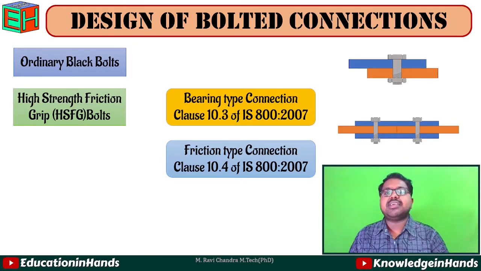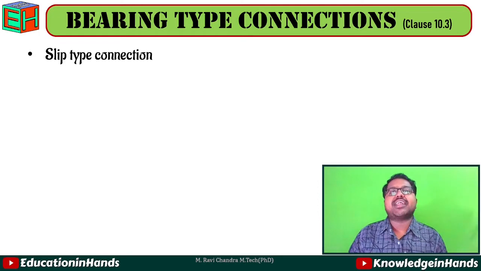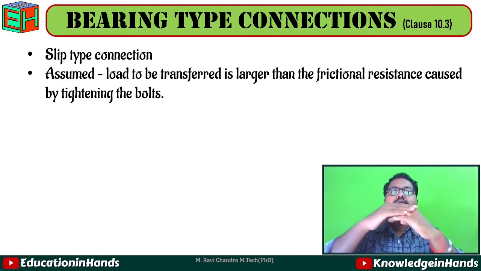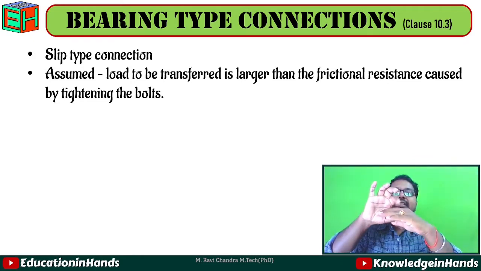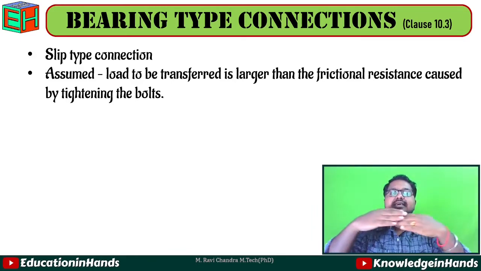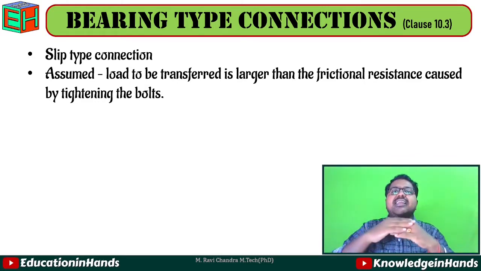First, let us see what is meant by a bearing type of connection. It is also called a slip type connection, where slip between the two plates which are connected together is allowed. Here it is assumed that the load to be transferred is larger than the frictional resistance caused by tightening the bolts. Means when two plates are connected together with a bolt, at that time the load transferred on these two plates is larger than the frictional resistance.